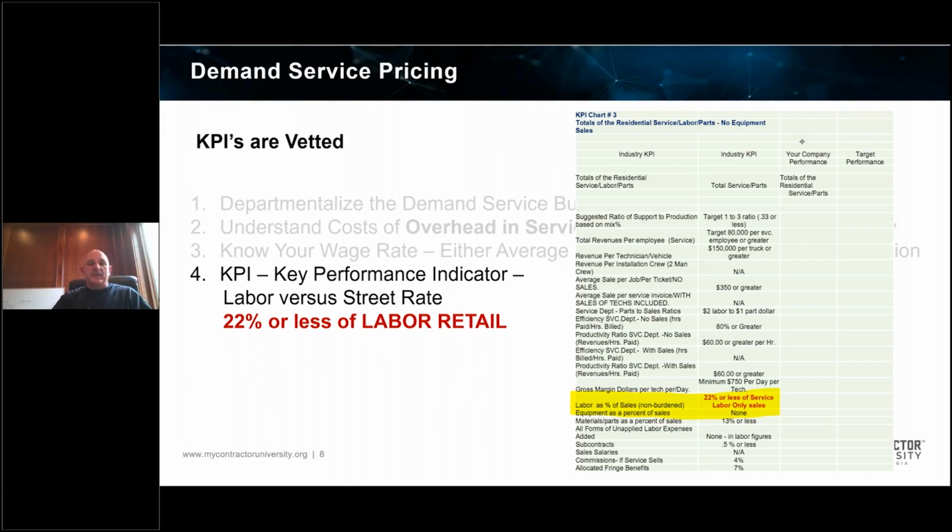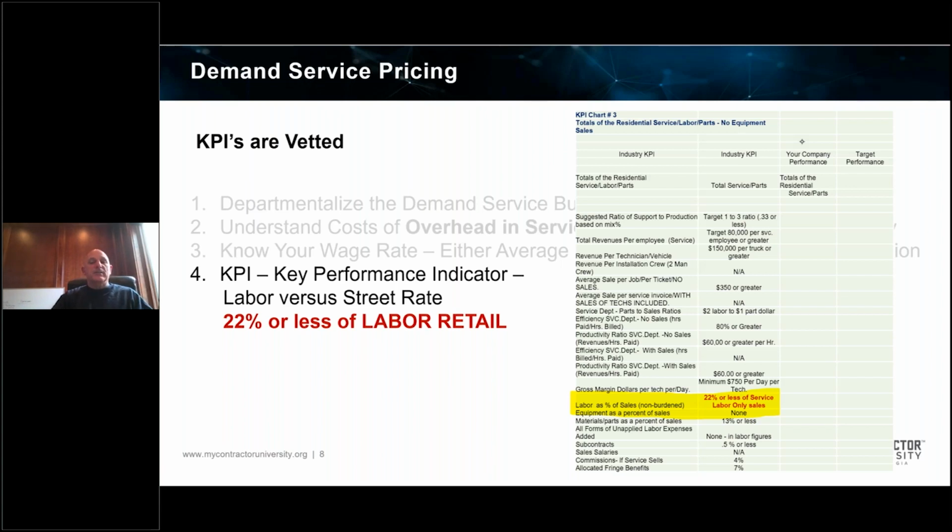So the 22% that we're talking about here, highlighted in yellow, is only against the labor retail. We're strictly looking at the street labor rate and saying that a technician wage can be 22% of that, and we'd be fine. So if I'm charging $100 labor retail, that would be $22 an hour wage. If I'm charging $400 retail, theoretically, I could be paying up to $88 in wage. That's the relationship there.